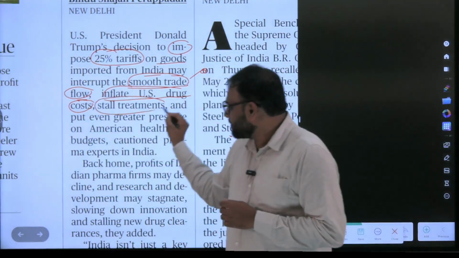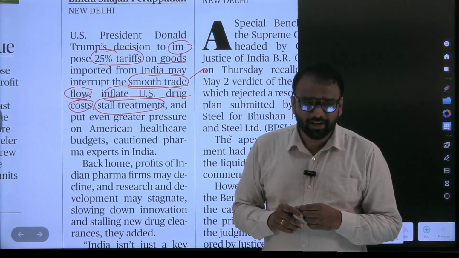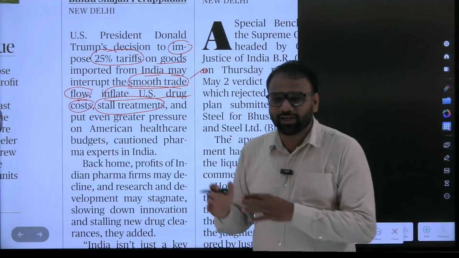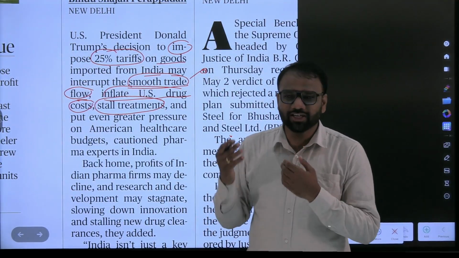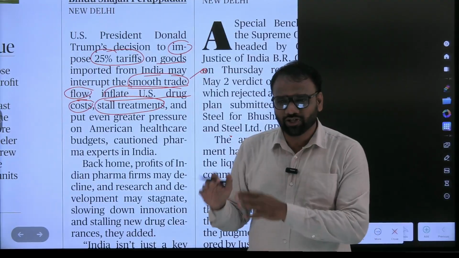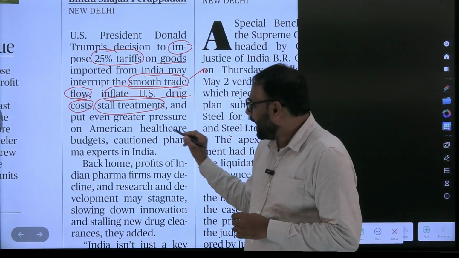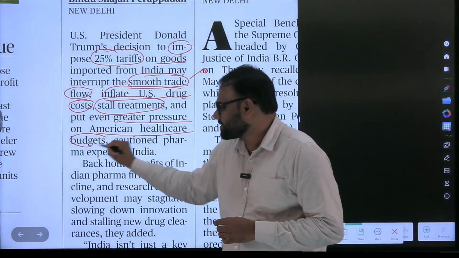Stall treatments, what does it mean? Halt the treatment. The people who are undergoing treatment or who want to undergo treatment, when the cost increases, probably they may postpone. Now it is costlier, let us wait for some time. So it will stall the treatment. And put even greater pressure on American healthcare budgets.